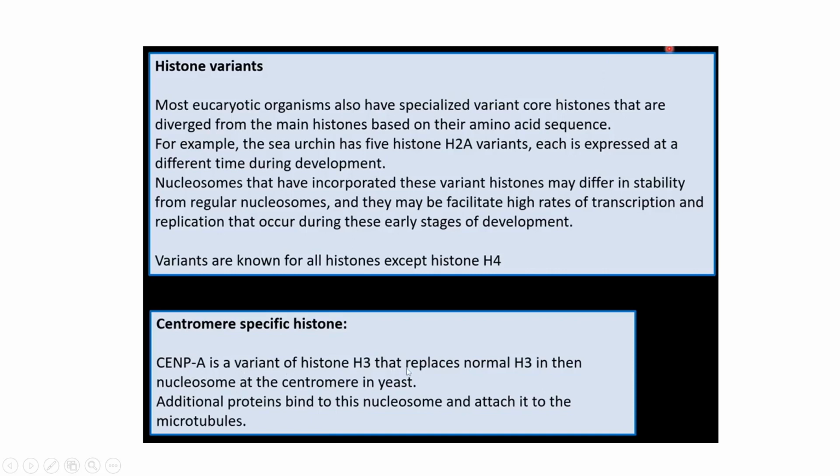CENP-A is a variant of histone H3 that replaces normal H3 in the nucleosomes of the centromere region. At the centromere, the DNA is very compactly organized. It is a transcriptionally repressed heterochromatin region, and the DNA is very compactly arranged around it. There, the CENP-A variant of histone H3 allows other proteins to bind and then attract the microtubules.